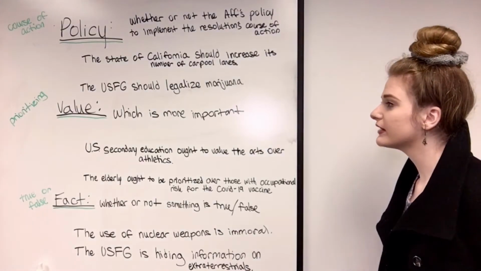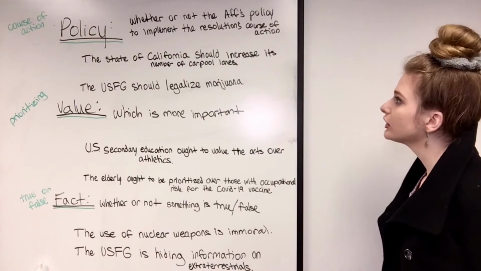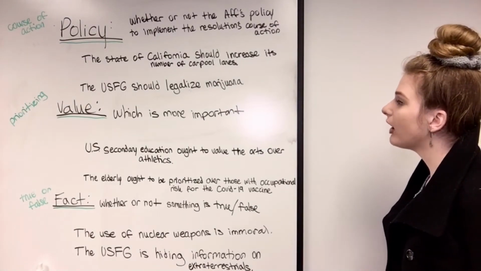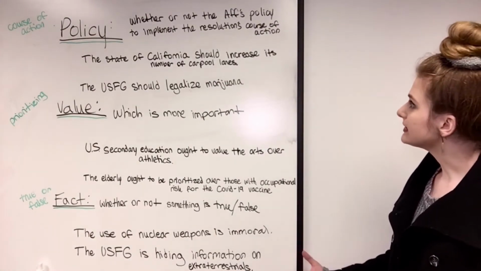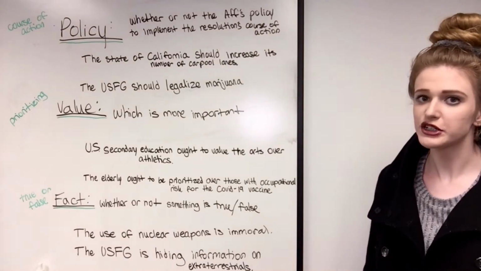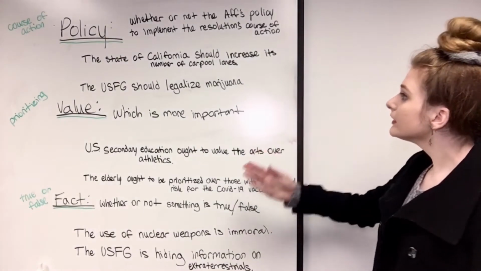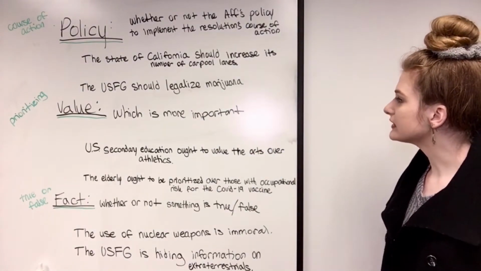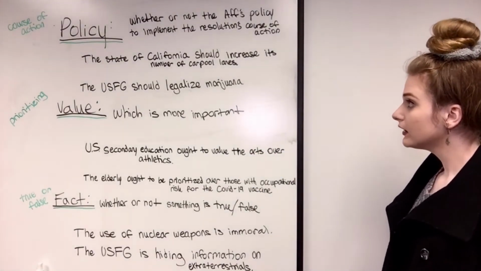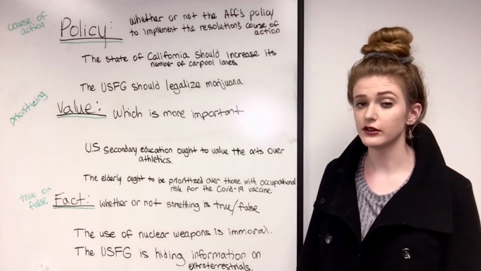The first being that of a policy, which looks at whether or not the AF's policy should be implemented for the resolution's course of action. Now let's look at this example resolution here to learn more. The state of California should increase its number of carpool lanes. Say you're given that resolution and you're the affirmation.